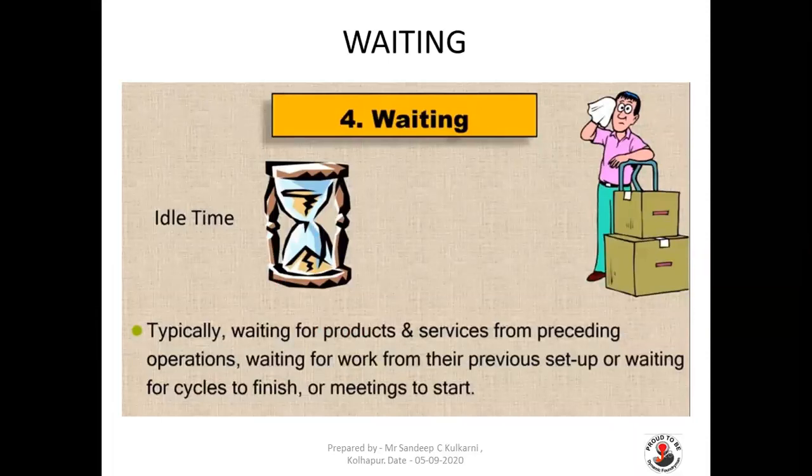Fourth waste is waiting. So waiting time is very crucial. Machines are waiting for the material to load on. Typically, waiting for products or services from the preceding operation, waiting for work from the previous setup, or waiting for cycles to finish or meetings to start. All these waitings will add to your cost. It is a non-value added activity again. It will reduce your efficiency, your productivity and capacity as well. It will unnecessarily dilute your capacities. So it is very important to avoid waiting.